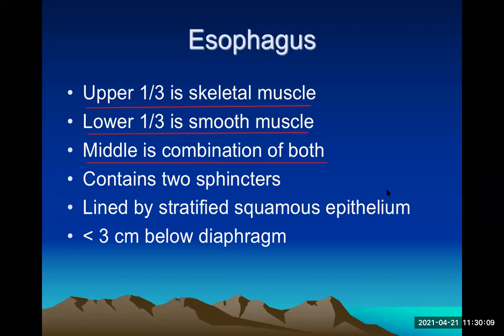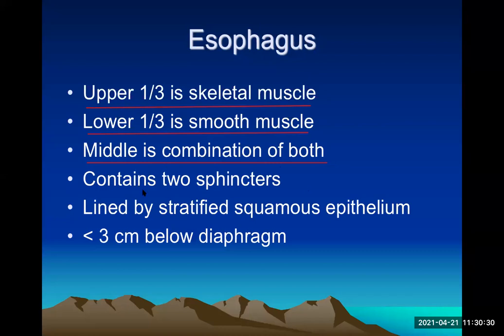Skeletal muscle is a voluntary one. Smooth muscle is involuntary. We do not have any control over the contraction of smooth muscle. They are on their own. That's why they are supplied by autonomic nervous system. So upper 1/3 is skeletal muscle, lower 1/3 is smooth, middle 1/3 is a combination of both.